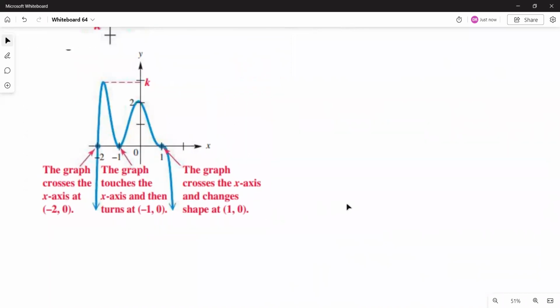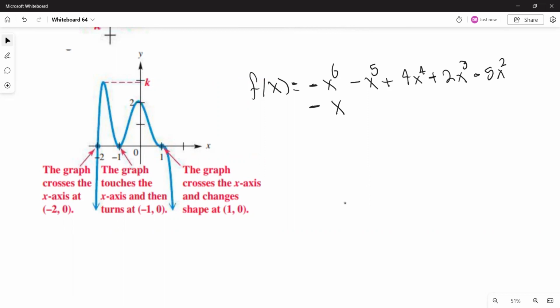Okay, so the formula is f of x. That's a polynomial of 6 degrees. And you can see that the degree is even, and it continues to fall to the left and fall to the right. But this is the opposite of x to the 6th minus x to the 5th plus 4x to the 4th plus 2x cubed minus 5x squared minus x plus 2.